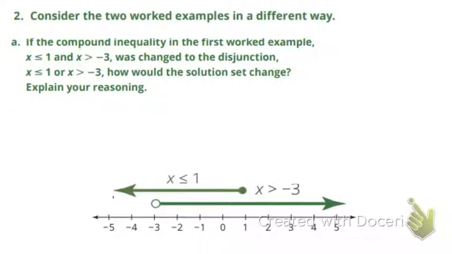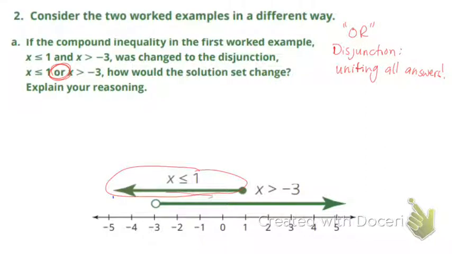Now, since we're doing or, remember, or means disjunction. So we're dealing with a disjunction. Now, in this case, disjunction, remember, is uniting all answers. So we want to unite all of them. We want all of this number line and we want all of this number line.